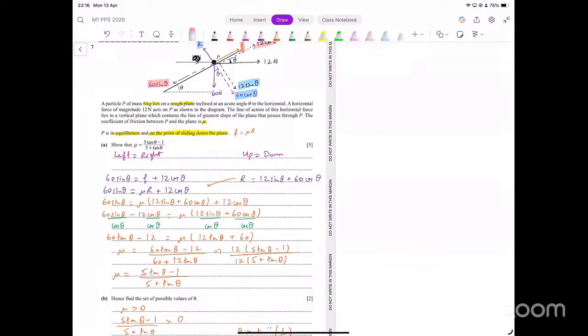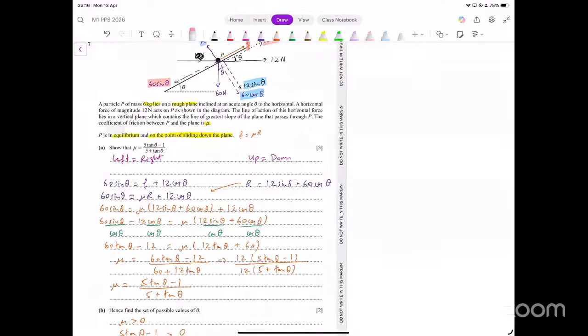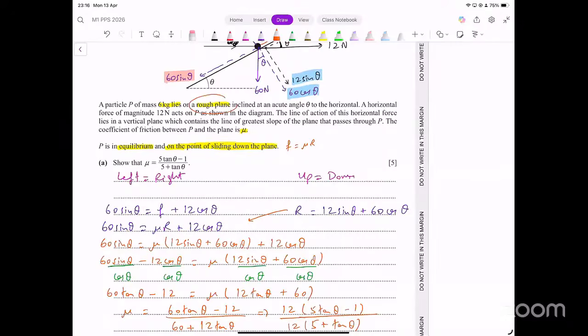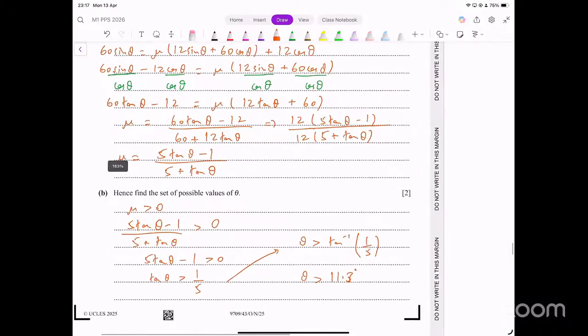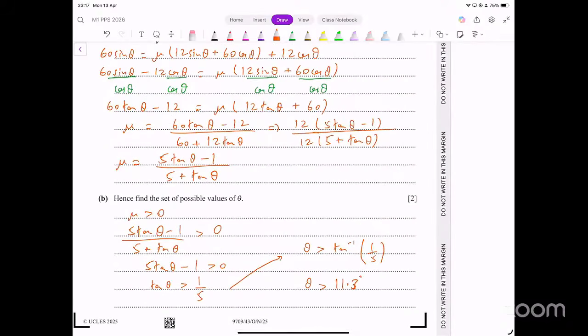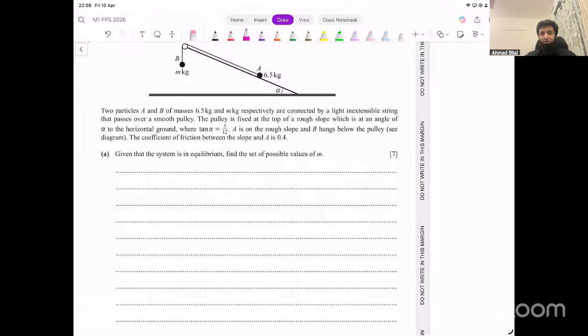Mu greater than 0 because it's a rough surface, right? Mu tells you the roughness of the surface. How much a surface is rough, it quantifies that number. So if it's a rough surface, it has to be some value greater than 0. For a smooth surface, mu is equal to 0. No problem in this one.